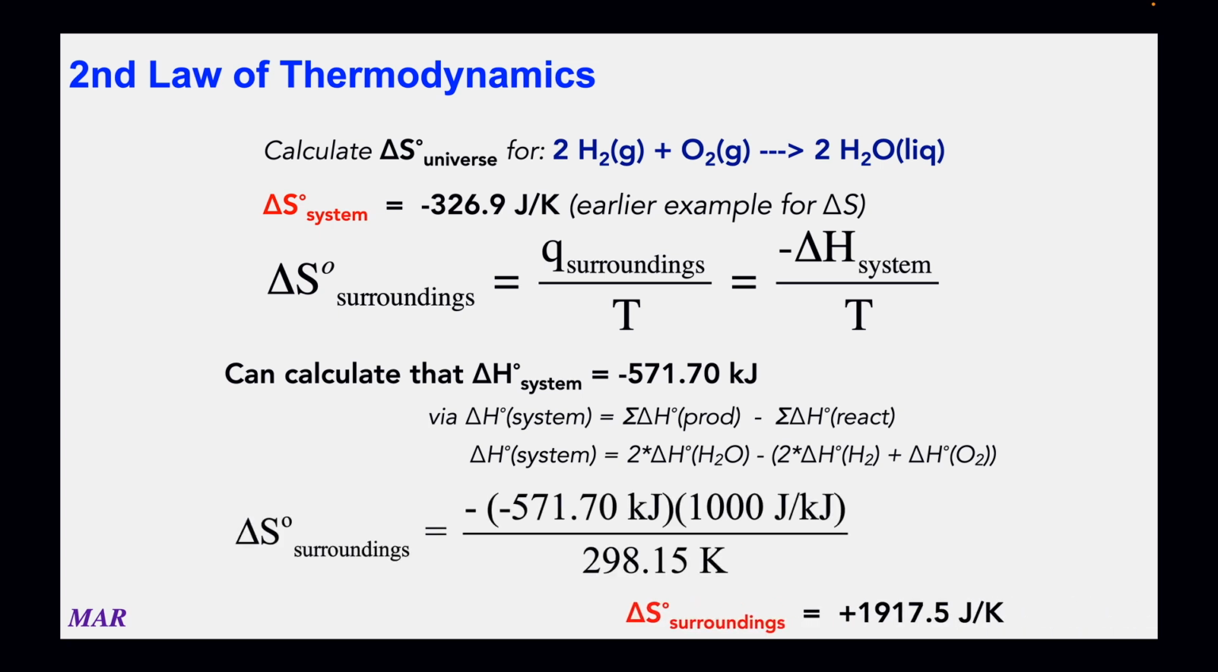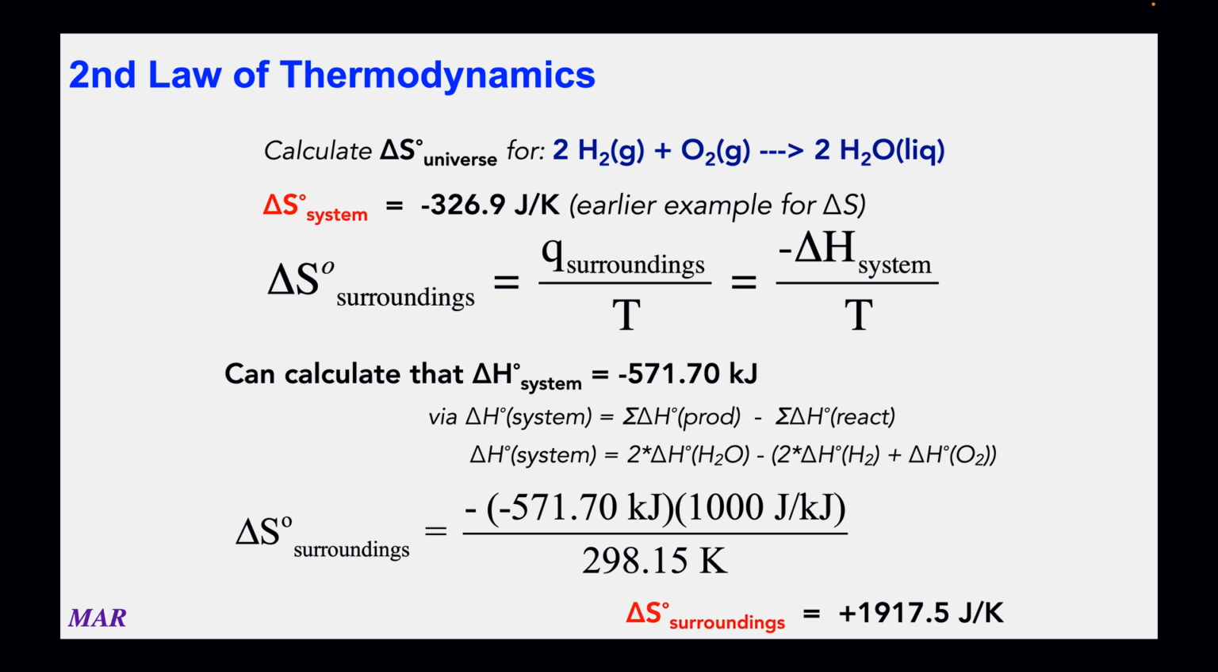So in this case then, the delta S of the surroundings, again, is minus delta H over T. So that's minus the delta H, which is already negative, minus 571.70. Let's turn kilojoules into joules, because you can see the earlier delta S of the system was in joules. We'll then divide it by the Kelvin temperature, use Kelvin in this whole chapter basically. Delta S of the surroundings, positive 1,917.5 joules per Kelvin.